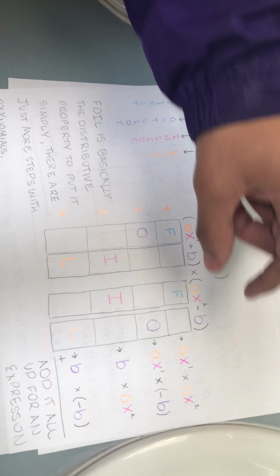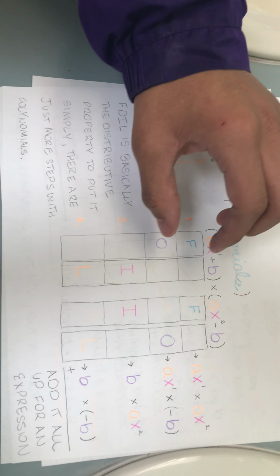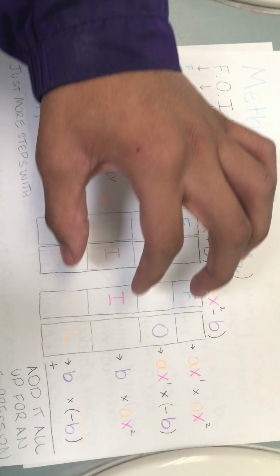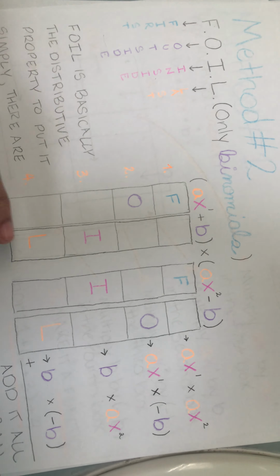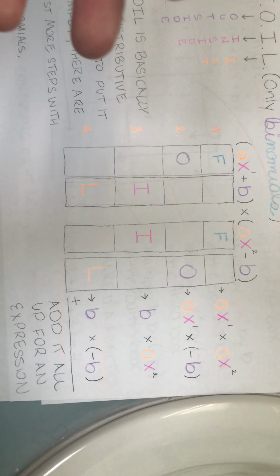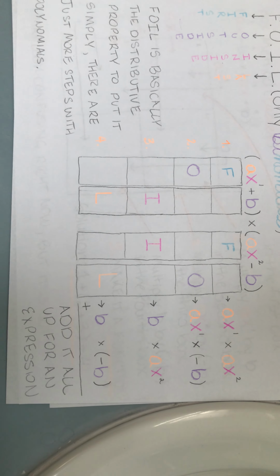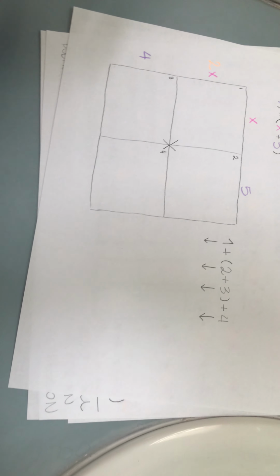First are the first algebraic terms in each polynomial. Outside are the terms farthest from each other in each polynomial. Inside are the closest to each other, these two, the b and the ax. And the last are the last ones in each polynomial, b and negative b. You're going to multiply each of these out, add them all up, and find your final expression. Now, let's put it in action.